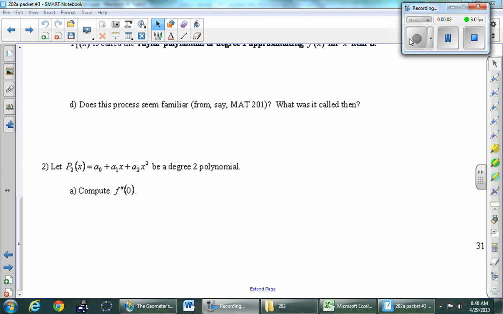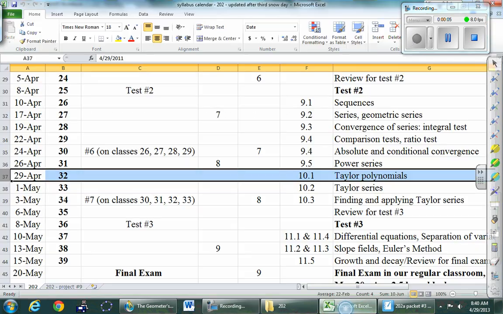Okay, so we begin on page 31. We'll first take a look at the calendar. The calendar is getting shorter and shorter in terms of what's left. Today we talk about Taylor polynomials. Next class, Taylor series. The class after that, more Taylor series. So apparently this Taylor thing is important. It's the next 3 classes.